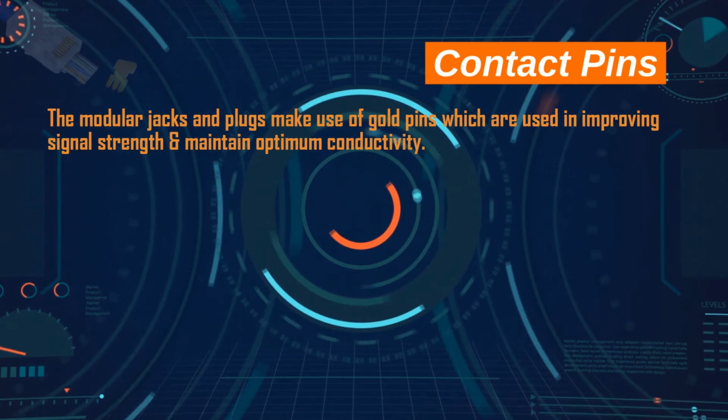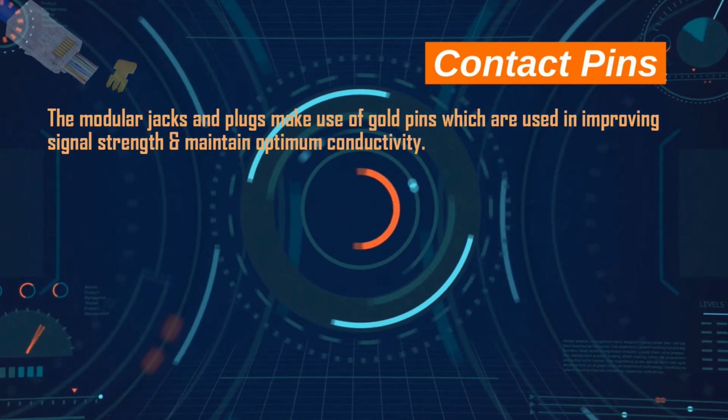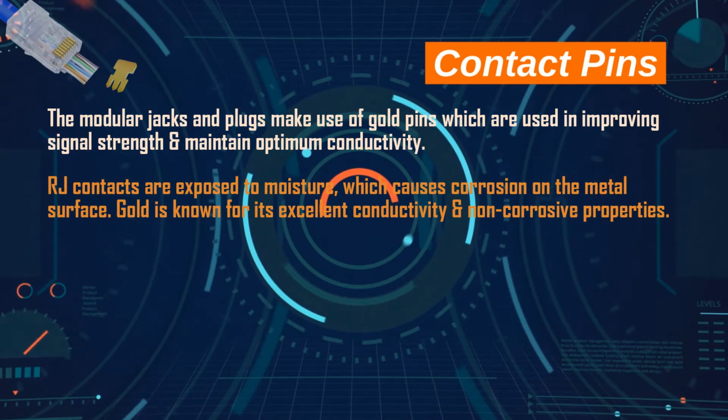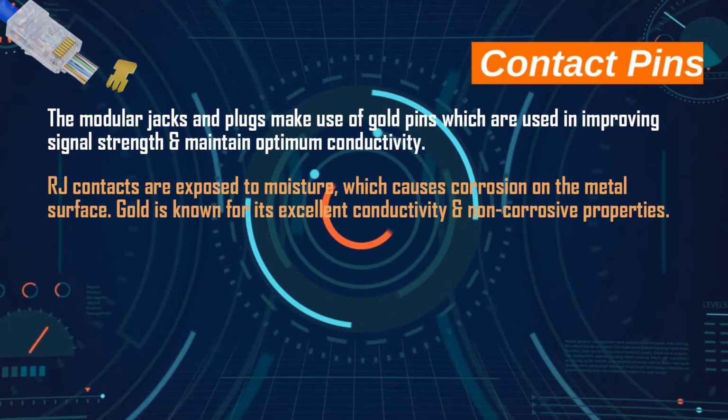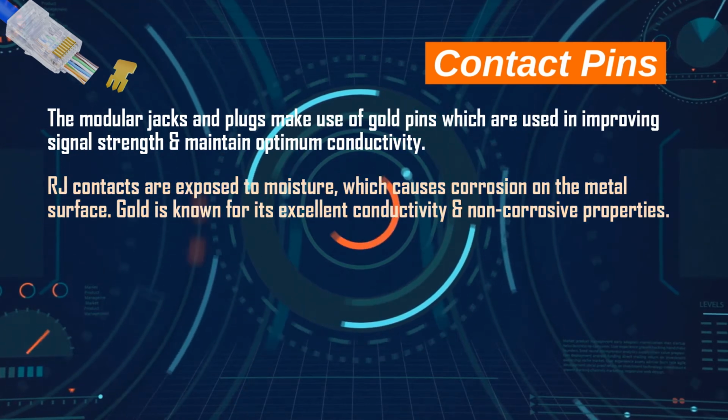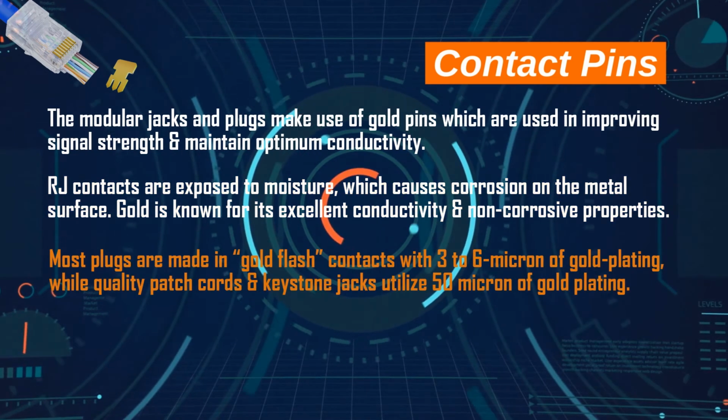The modular jacks and plugs make use of gold pins, which are used in improving signal strength and maintaining optimum conductivity. RJ connector contacts are exposed to moisture, which causes corrosion on the metal surface. Gold is well known for its excellent conductivity and non-corrosive properties.